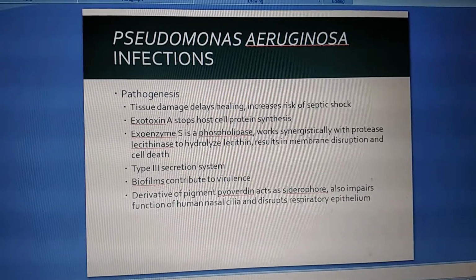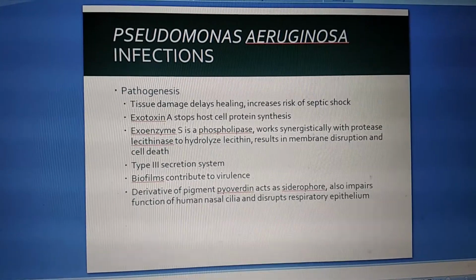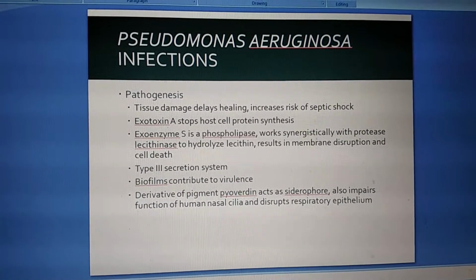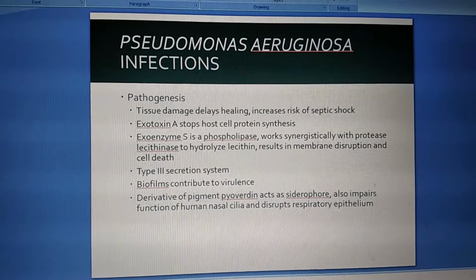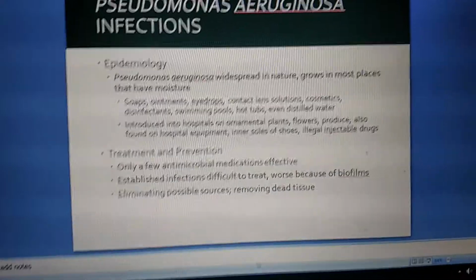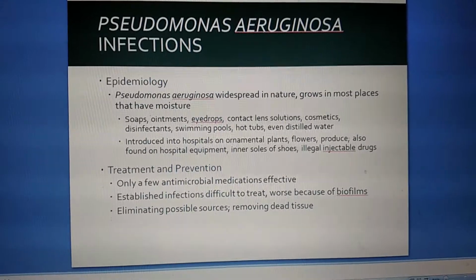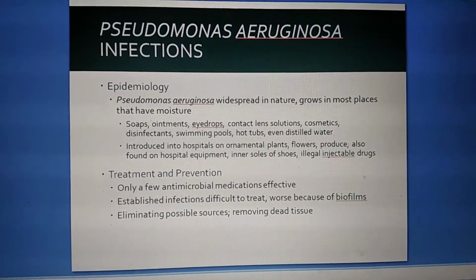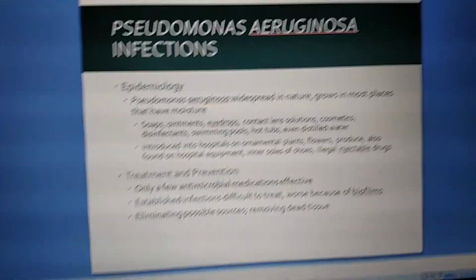It produces a number of enzymes that do some nasty stuff. Basically, they can break down cell membranes, they can stop protein synthesis, they can impair the function of cilia, both in our noses and in the respiratory epithelium. Pseudomonas is widespread in nature. It can grow most places that have moisture. Not only can it grow in nature where you have moisture, it can grow in soap, hand lotion, eye drops, contact lens solution, makeup, swimming pools, hot tubs, even distilled water.